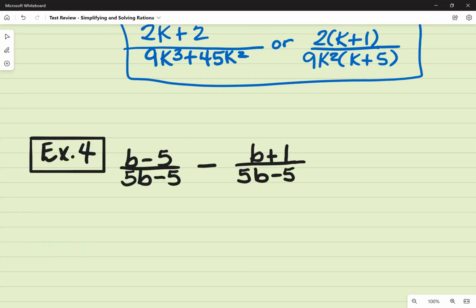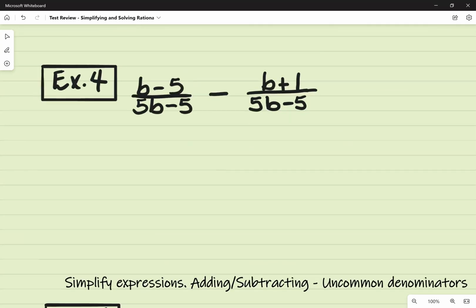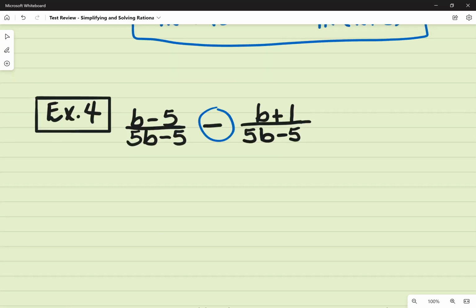Moving on to example 4. Now, what you want to do here is pay attention to the sign that's in between because that does affect something. If I have a subtraction sign, it's going to affect the numerator of the second fraction only. So I want to go ahead and rewrite this by making that a plus sign, putting a minus sign in front of that numerator. However, since it's an expression, it has to apply to all of the terms. So I'm going to distribute that negative sign to everything.